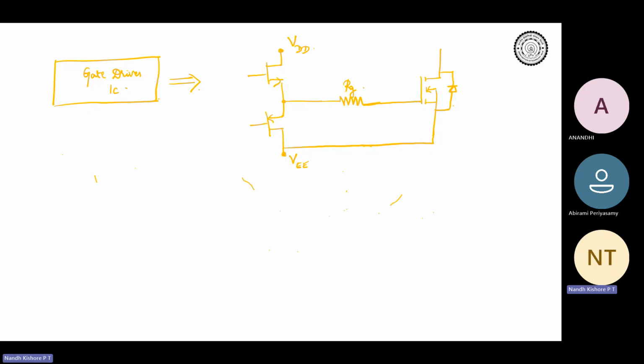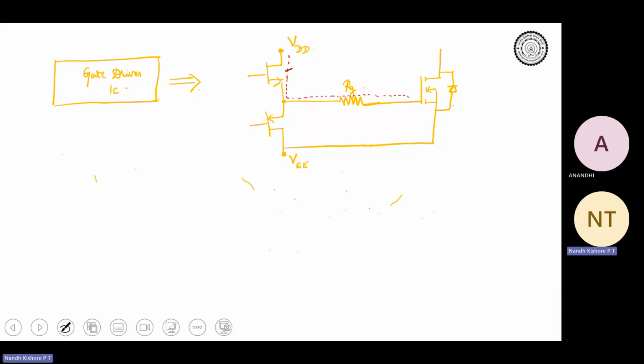So what will happen when you give a positive pulse, right? When this device is on, the path will be something like, we will trace the path, so I think it will make things clearer. The path will be something like, it comes from VDD, it goes towards RG, right? And then there will be CGS capacitance. So it goes through CGS and then back.